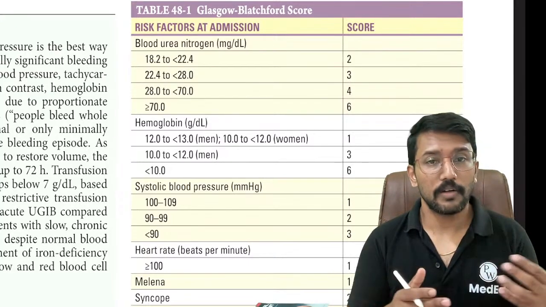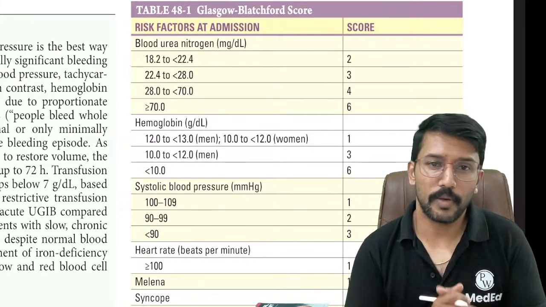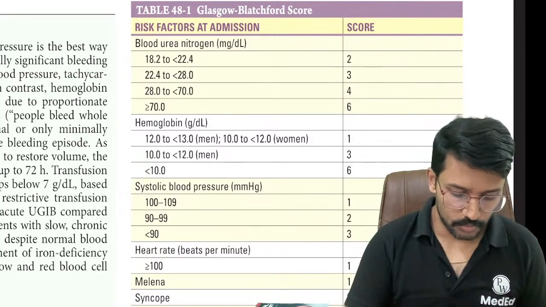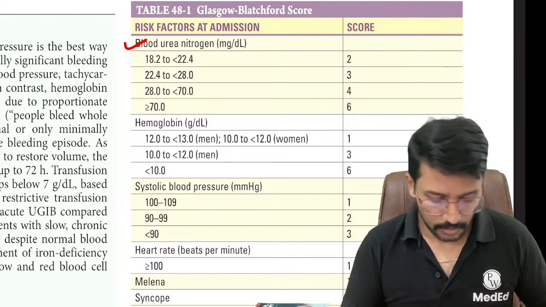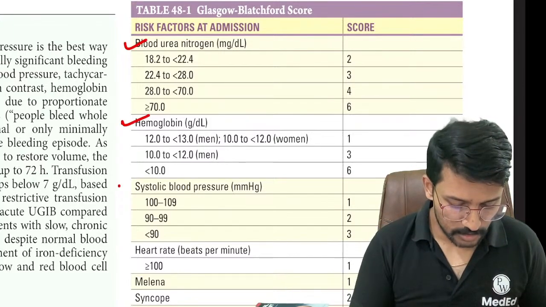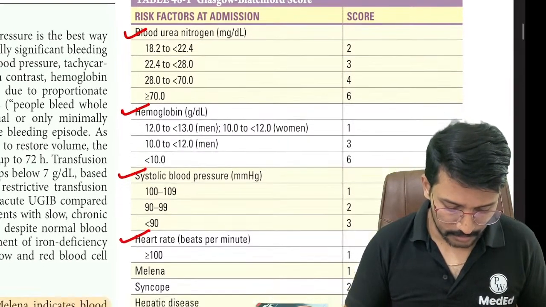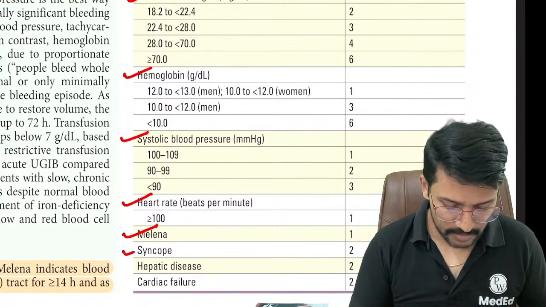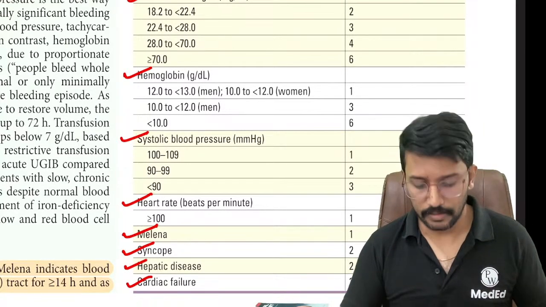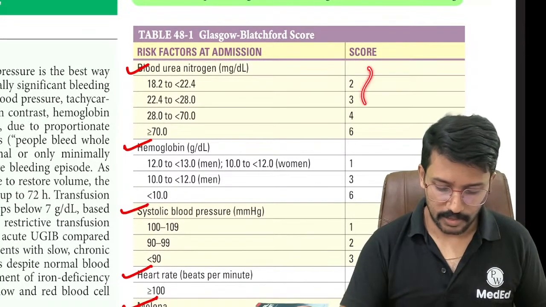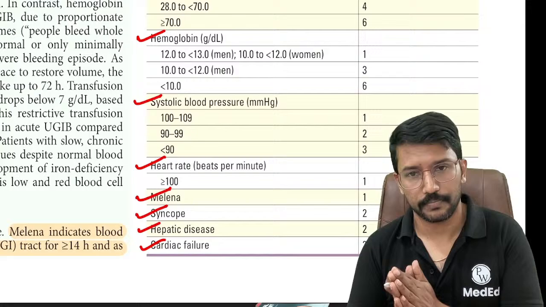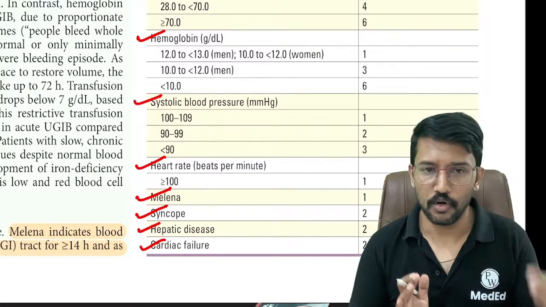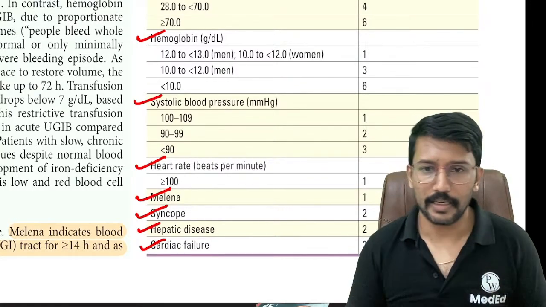Okay, now what are the parameters that go into the Glasgow-Blatchford score? That includes the blood urea nitrogen at the time of admission, hemoglobin, systolic blood pressure, heart rate, presence of melena, presence of syncope, presence of liver or cardiac disorders, right? So for all these parameters there are scores assigned, and all I want to know is whether the score is more than 1. If the score is 0 to 1, outpatient treatment; more than 1, inpatient treatment.